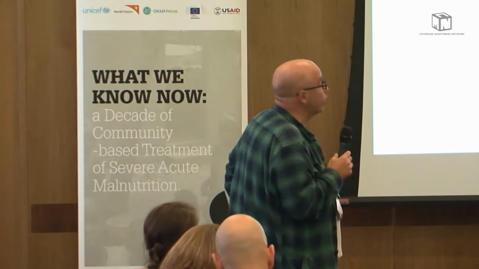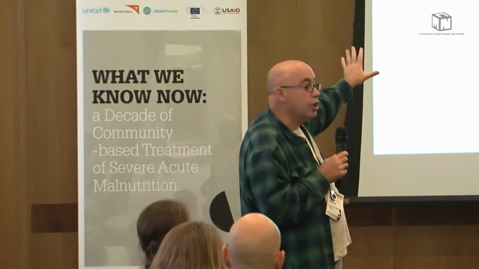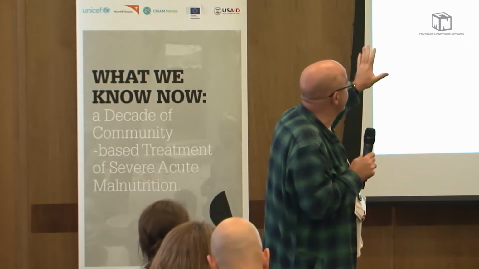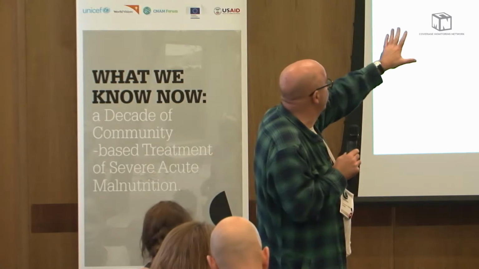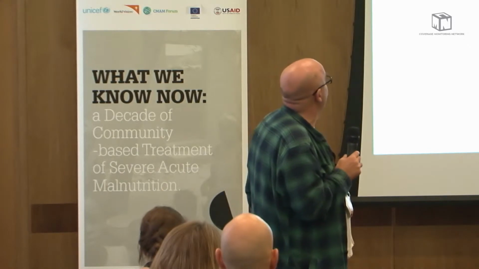Next slide, please. So, of course, tables are nonsense, really. You can map these, and here's some made-up data. But the maps are much more easily interpretable than tables, and the spatial dimension is much clearer. Because when we're talking about districts and regions, we are talking about spatial entities. So having geographic coverage, we should map it. We should know where our service is being delivered and where our services aren't being delivered. So probably best here to map the facility level coverage by district, which is the lowest level of health delivery in our hierarchy.